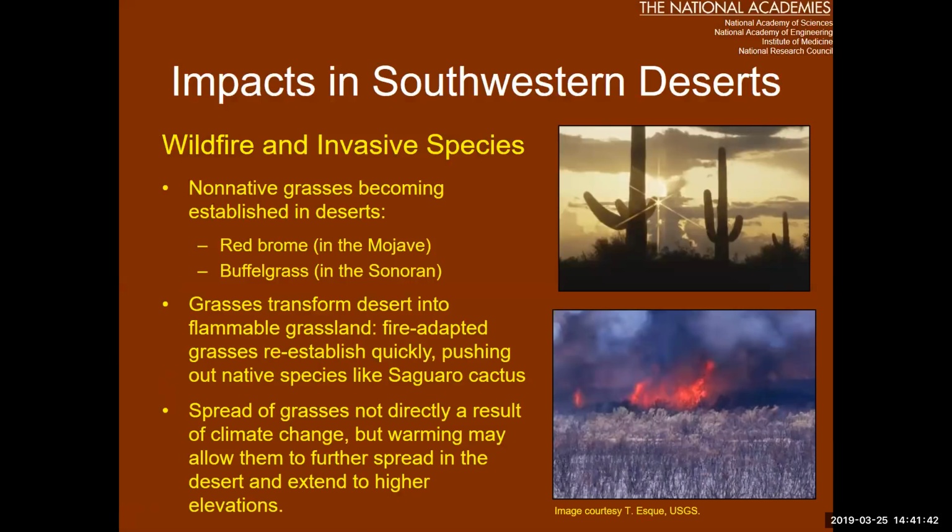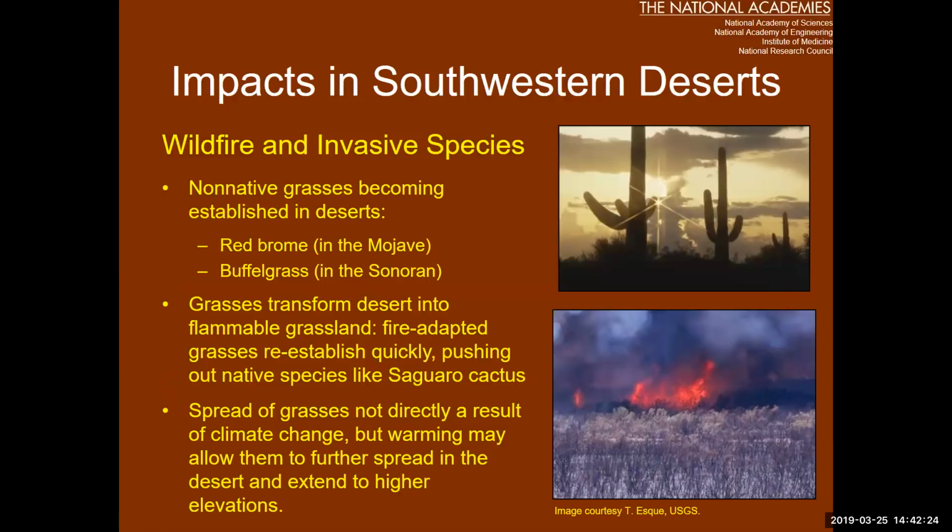Elsewhere in the West, southwestern deserts are being affected by wildfire, in this case through invasive species becoming established in places where they never occurred in the past. Sometimes these grasses come from places in Asia or Europe. We see a couple of them listed here, red brome or buffalo grass, and what they do is they serve as a fine fuel in these regions, in these parts of the country that don't have a lot of wildfire back before Europeans arrived in these systems.